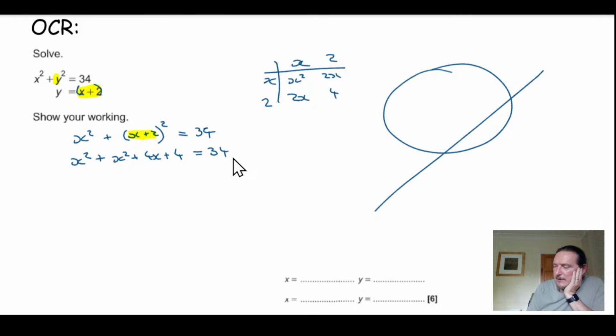Okay, so now it's a matter of collecting all the like terms together. I've got an x squared term there and an x squared term there, so that gives me 2x squared. I've got a 4x all on its own there, so that's just plus 4x, and I've got a 4 there and a 34 on the other side. So if I take the 34 over, so subtract 34 from both sides, I'm going to end up with minus 30 on the end like that.